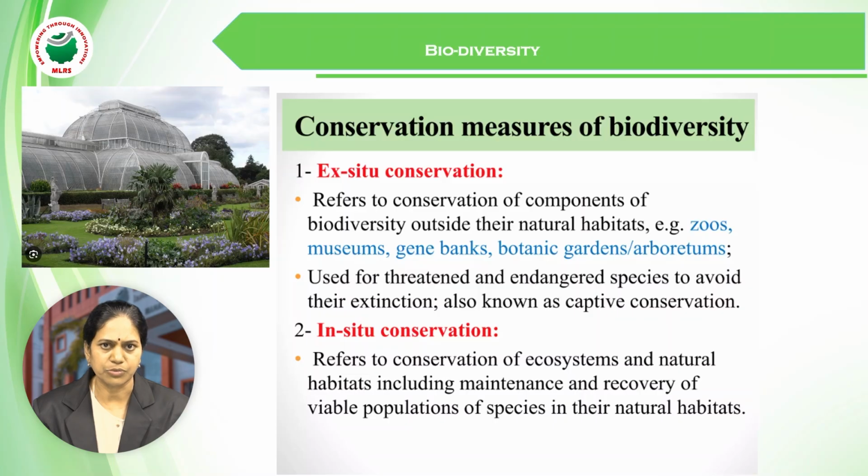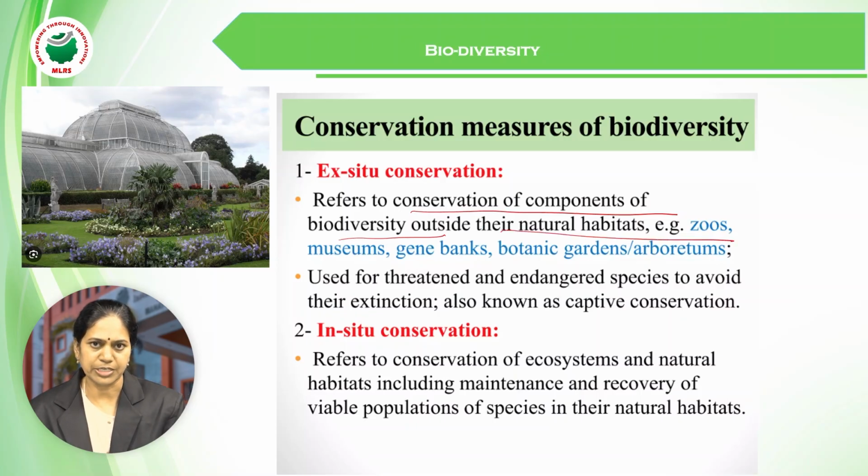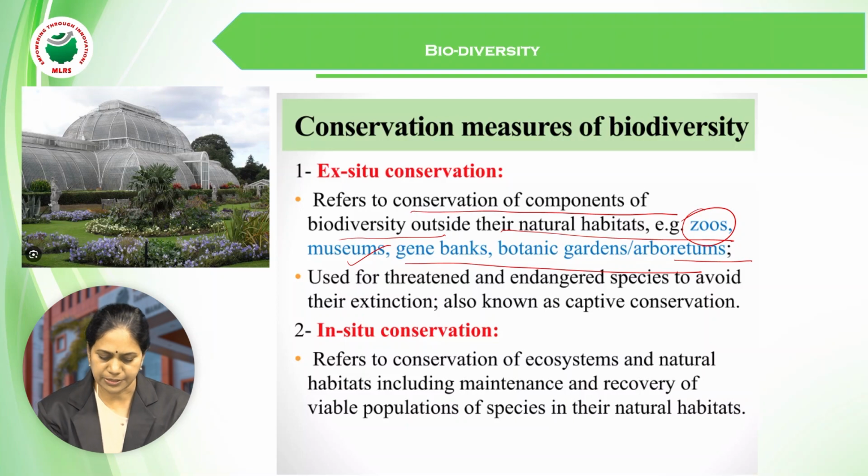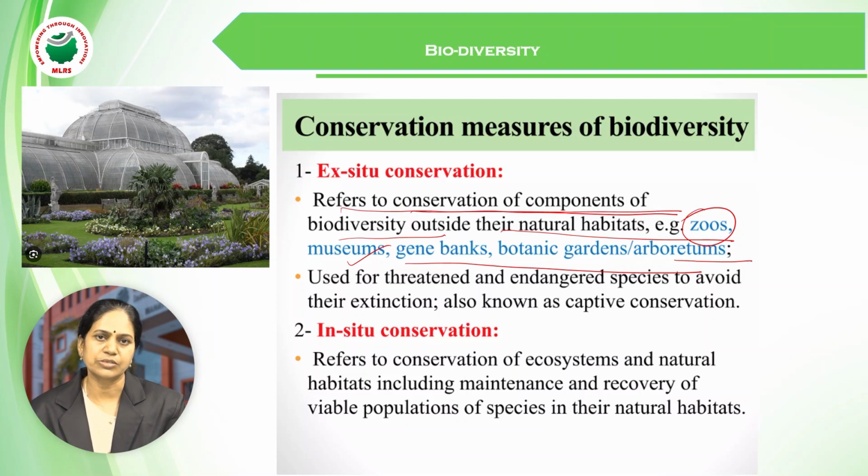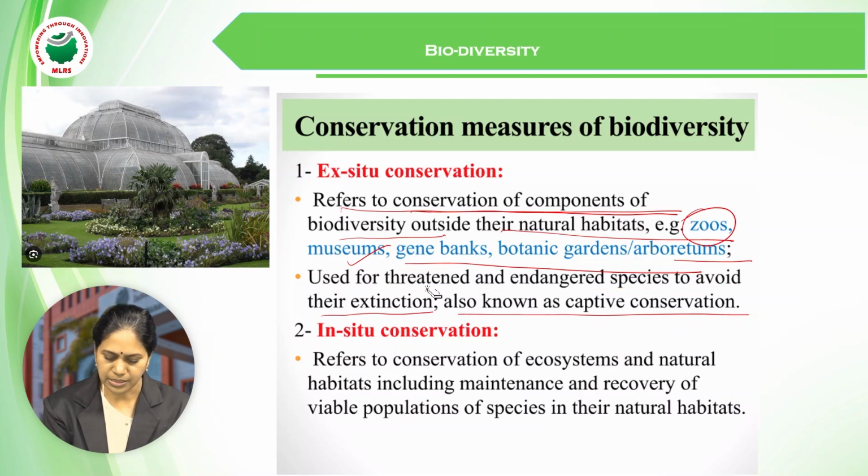Now, ex situ conservation of biodiversity. It refers to the conservation of components of biodiversity outside their natural habitats. So the species or the products are brought outside their natural habitats. For example, zoos, museums, gene banks, botanical gardens, arboretums, etc. Now, it is used for threatened and endangered species to avoid their extinction, and is also known as captive conservation. Threatened species, or those on the verge of getting extinct, are brought to one particular place outside their habitat and protected. Additional protection is given to them, otherwise they get extinct. So it is also called captive conservation.